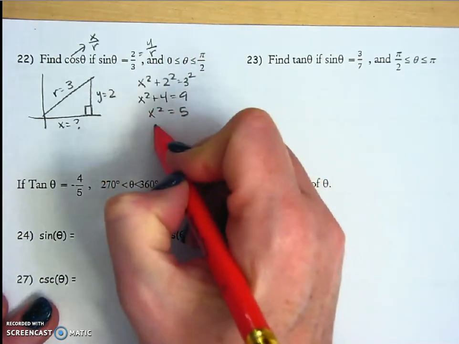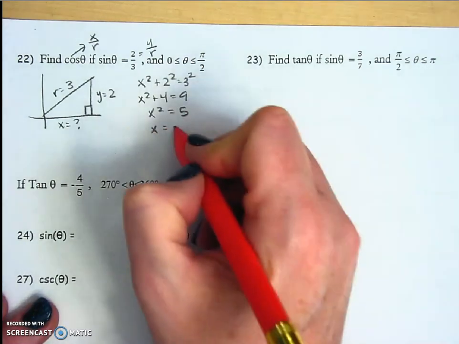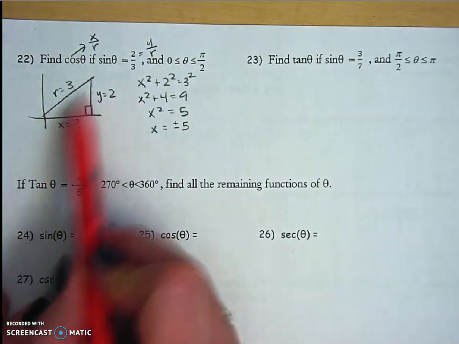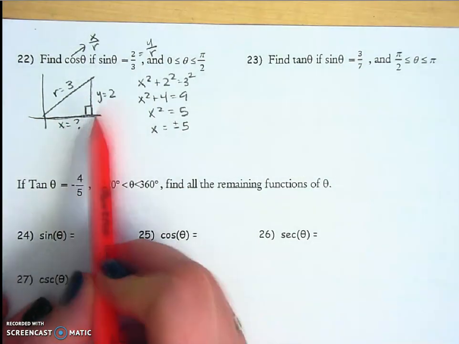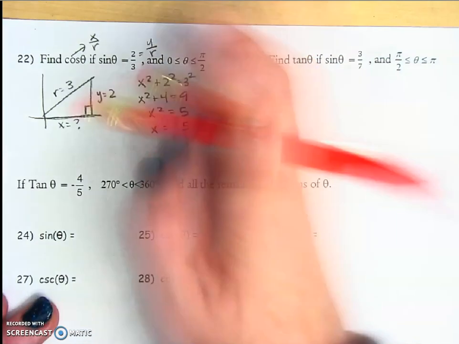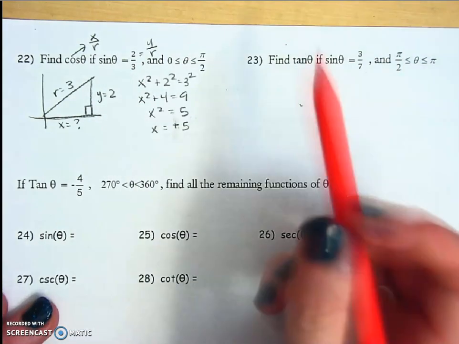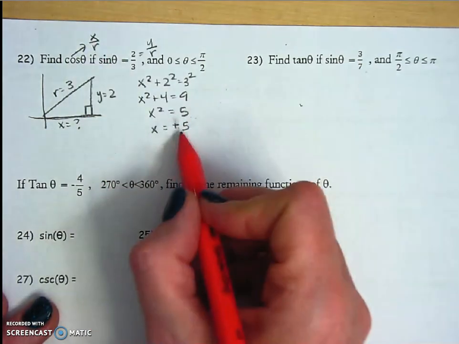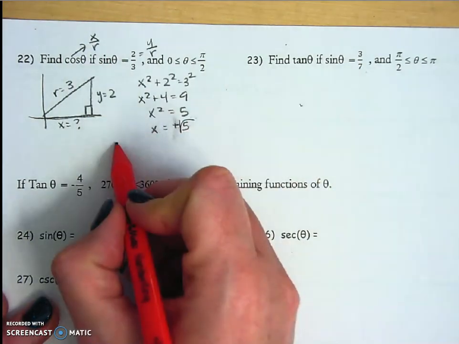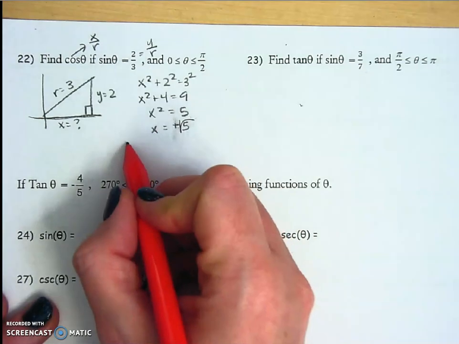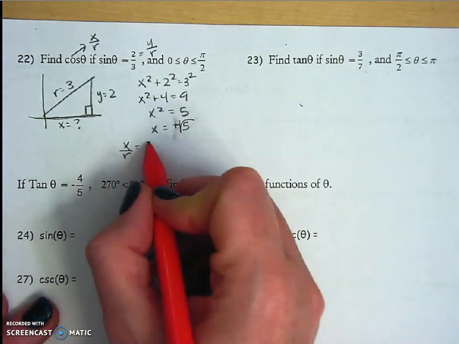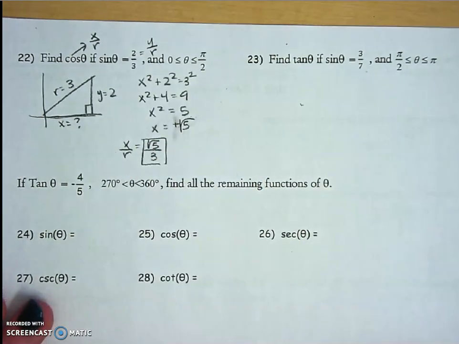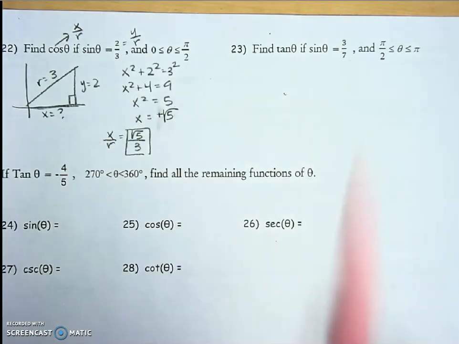Taking the square root here gives me positive or negative rad 5. We know it has to be a positive rad 5 because from our drawing, x is in the positive direction, so I just need positive rad 5. And now I can find the cosine is x over r, so rad 5 over 3. You pause and try and do number 23.